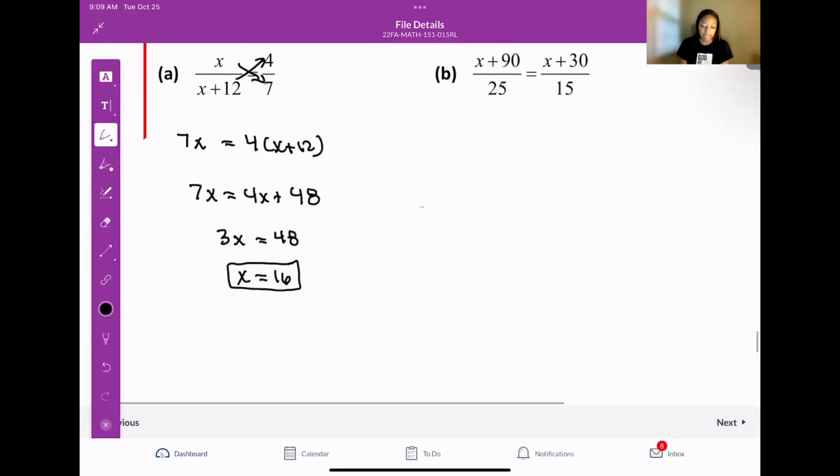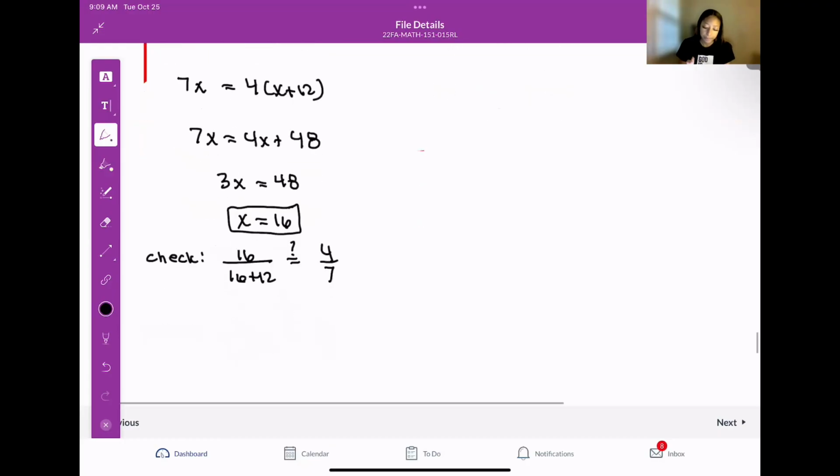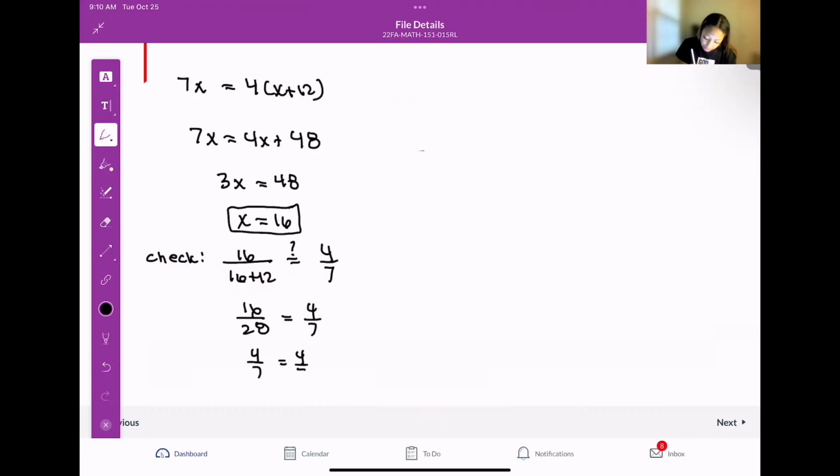All right, we haven't checked the last couple of problems, but we can check our answer here. Is 16 over 16 plus 12 equal to 4 over 7? That's what we're trying to figure out. 16 over 16 plus 12 is 16 over 28. And yes, 16 and 28 are both divisible by 4. 16 divided by 4 is 4. 28 divided by 4 is 7. So both sides of the equation simplify to the same thing.